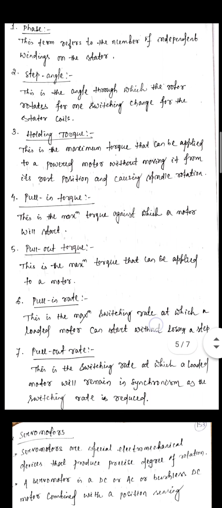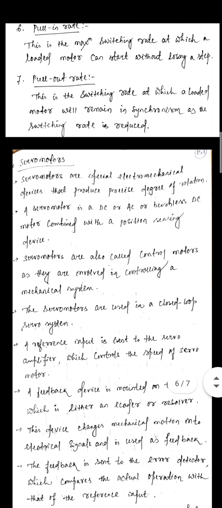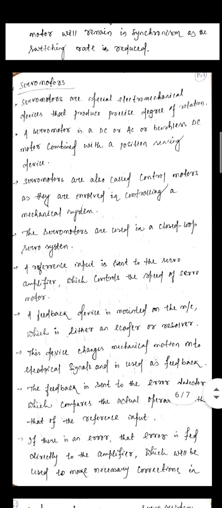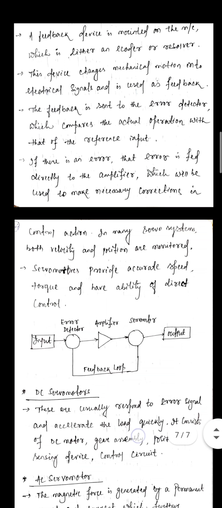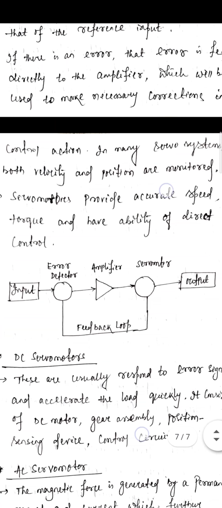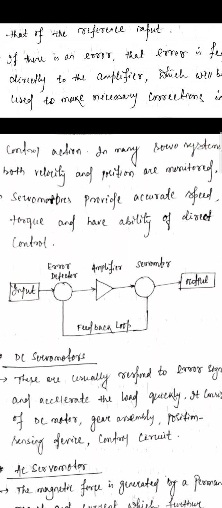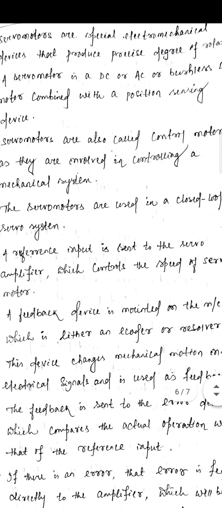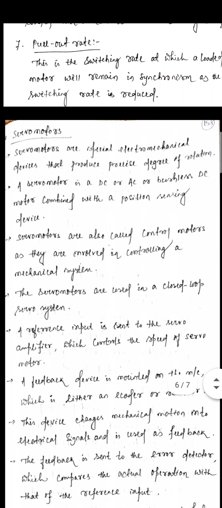Now move to servo motors. Let me show you the figure first. This is the figure of a servo motor. Here is the input. Input connected to the error detector. It goes to the amplifier, then servo motor, and then output. And the servo motor has a feedback loop to the error detector. You can see the statements here, and you can understand.